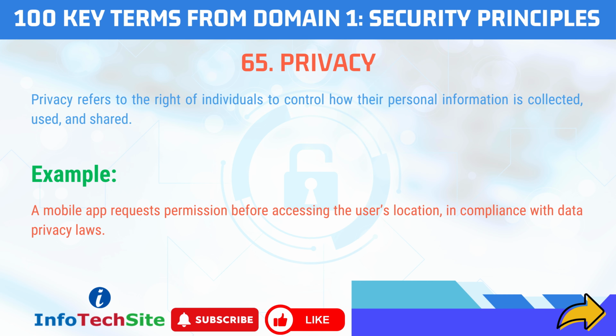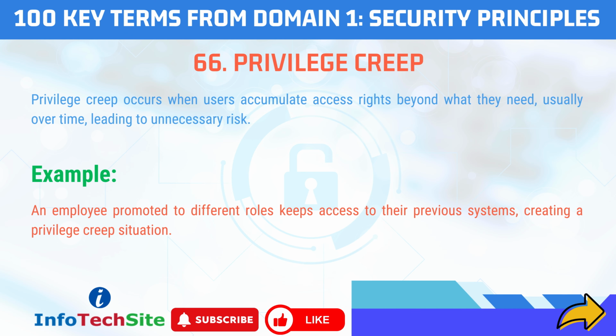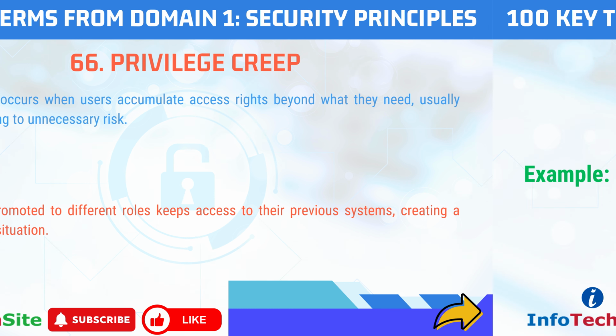65. Privacy. Privacy refers to the right of individuals to control how their personal information is collected, used, and shared. For example, a mobile app requests permission before accessing the user's location, in compliance with data privacy laws. 66. Privilege creep. Privilege creep occurs when users accumulate access rights beyond what they need, usually over time, leading to unnecessary risk. Here is an example. An employee promoted to different roles keeps access to their previous systems, creating a privilege creep situation.